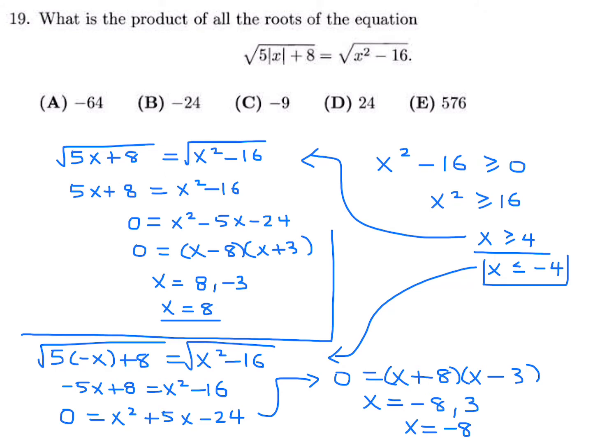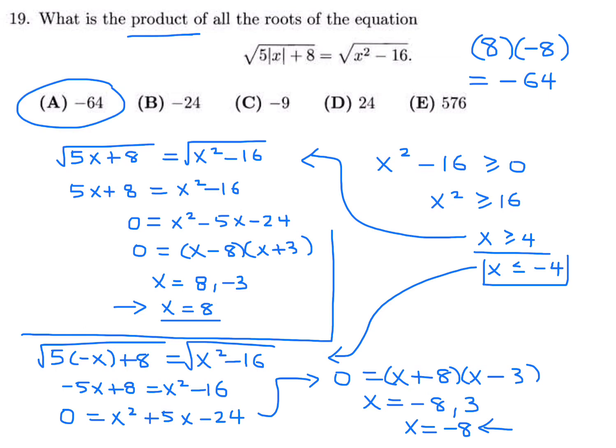So there we go. We got x equals positive 8 and x equals negative 8. Those are the two roots. And they want the product of those two roots. So the product obviously would be 8 times negative 8, and that is negative 64. So number 19, the answer is A.